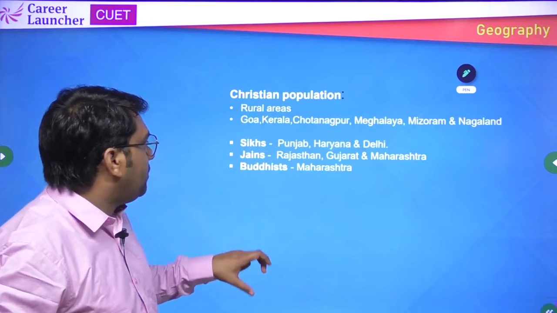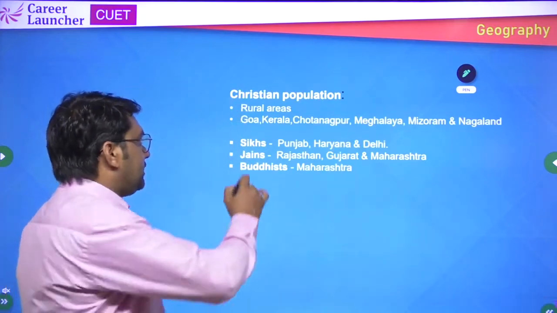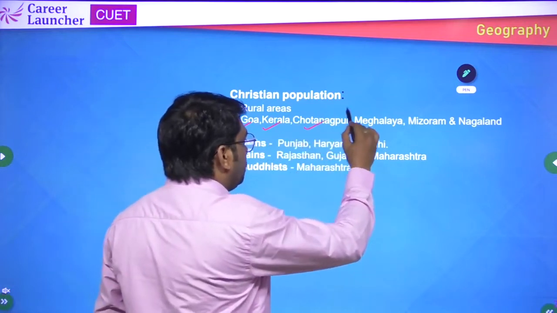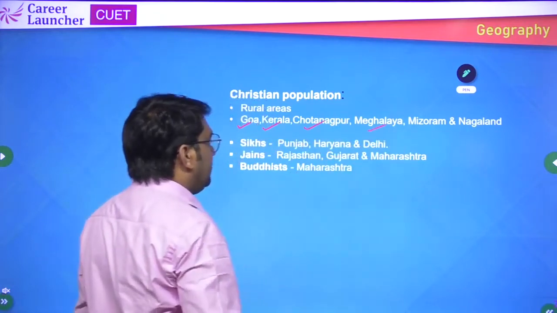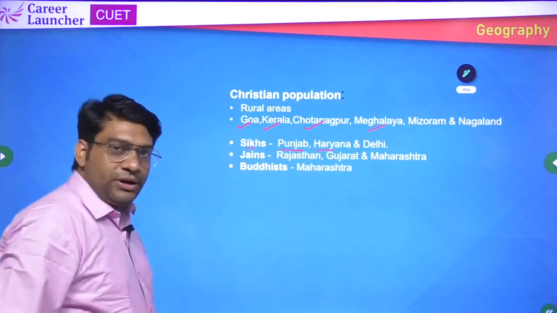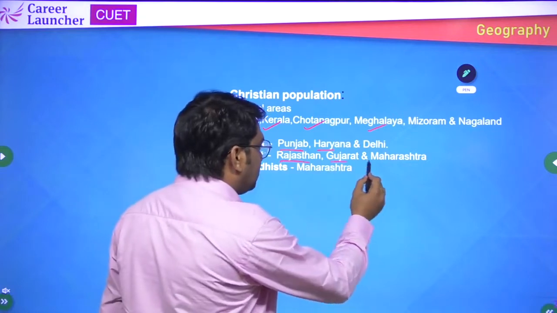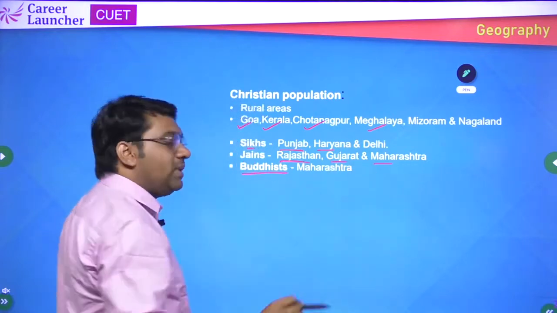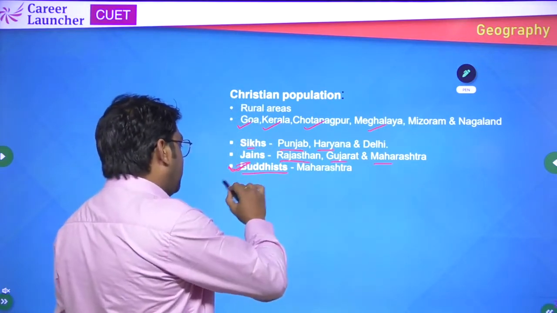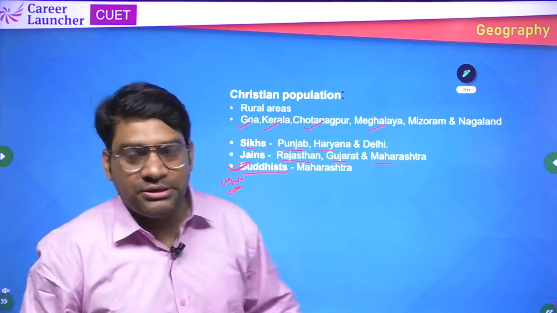Okay, then Christian population mostly in rural areas of our country, and we also see states like Goa, Kerala, Chotanagpur, Meghalaya, Mizoram, and Nagaland. Then Sikhs mostly in Punjab and Haryana and Delhi. Okay, most of the Sikhs, and Jains in Rajasthan, Gujarat and Maharashtra, and Buddhist in Maharashtra. Very important, Buddhist very important. They can ask you in exam which state has the highest Buddhist population, so you can answer Maharashtra. Okay.